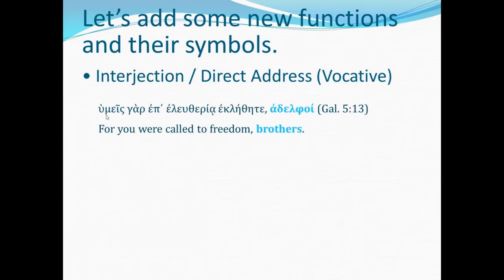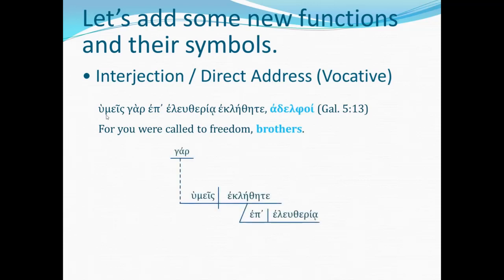Now, we would like to put the interjection in the upper left-hand corner, similarly to what we have done with the introductory conjunction. But how can we do that if we've already put an introductory conjunction in the upper left? And I've mentioned that most sentences in Greek, many if not most, seem to start with an introductory conjunction. How could we also put the word brothers there? We can't put them both in the same spot.